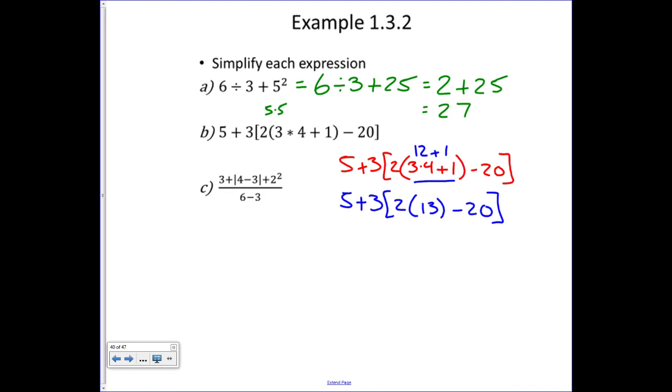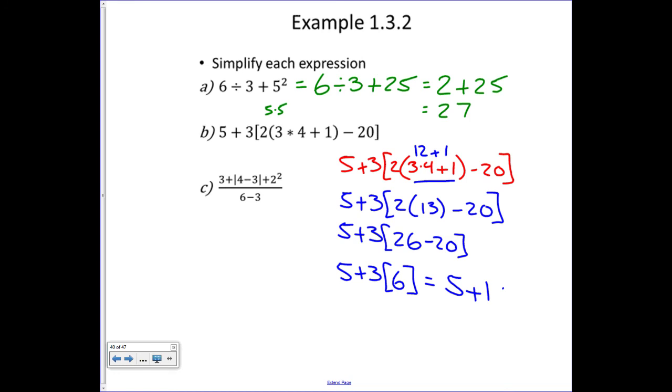We need to multiply first. So we get 2 times 13 is 26 minus 20. 26 minus 20 is 6. And so we've gotten rid of all the grouping symbols. Now we need to multiply and divide from left to right. And so the first multiplication we come across is 3 times 6. And so we get 5 plus 18, and now we finally just add, and you get 23.